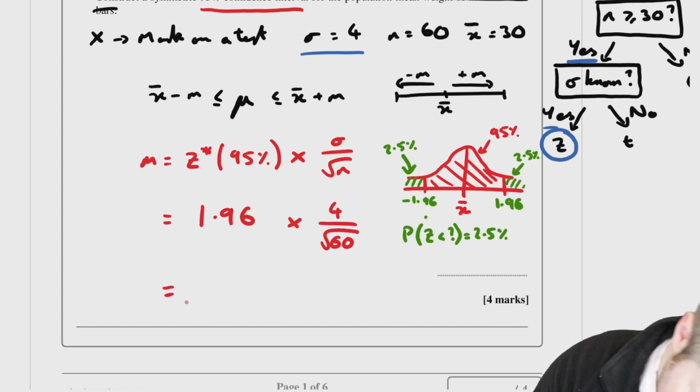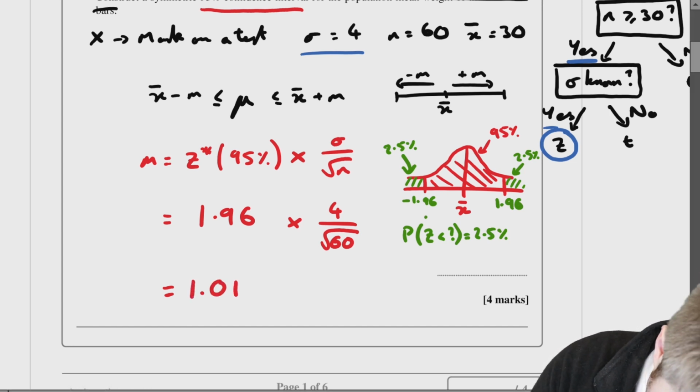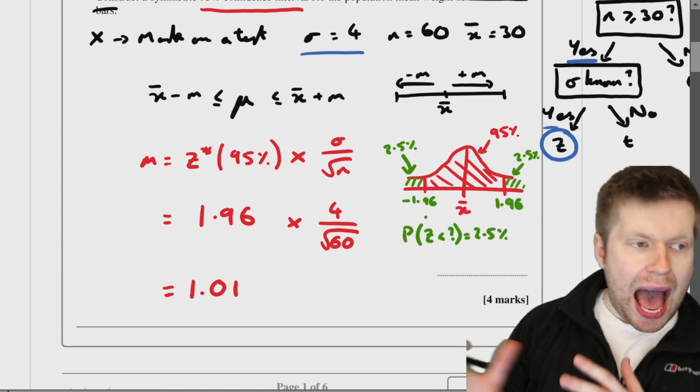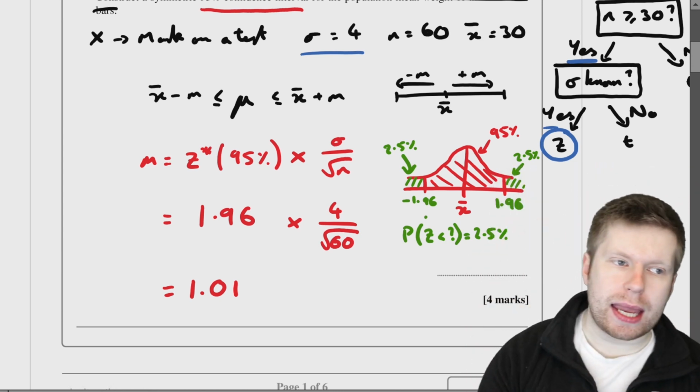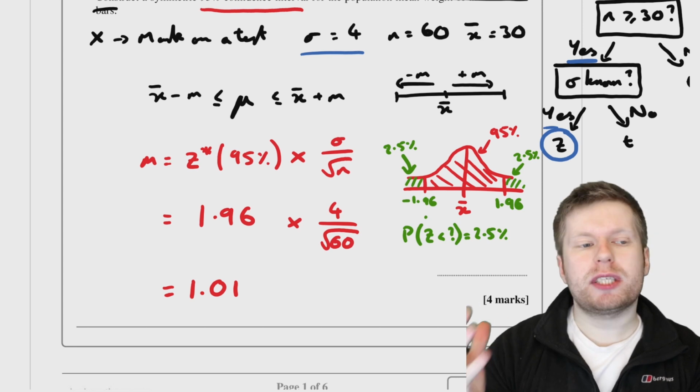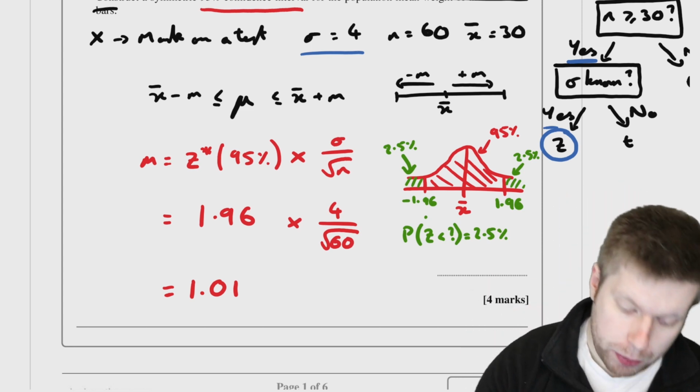Let's have a look at that. So that's going to be 1.01, okay? So that's how much to add and subtract from my sample mean in order to include 95% of my data and capture the true population mean.